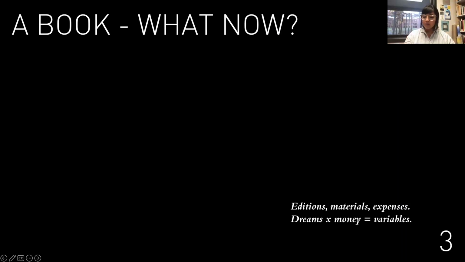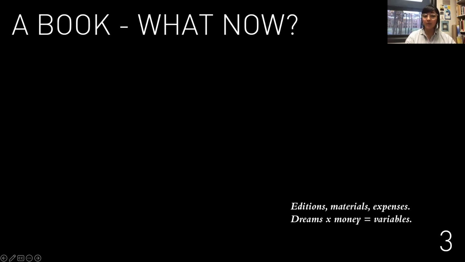Okay, so you make a book, you document a book, so it exists in some form, but then what do you do with it? And I was trying to think about what are the things that are invisible to someone who's doing this? So things like edition size, materials, expenses. What does that look like if you're coming unfamiliar to this world?